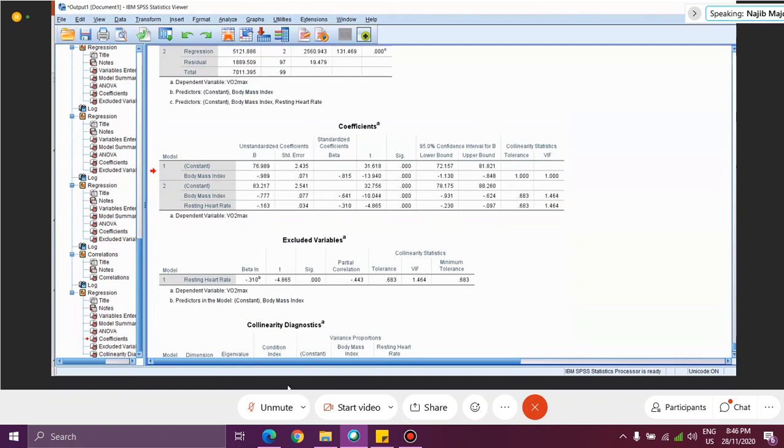Okay, the cutoff point is the tolerance needs to be more than 0.1, and the VIF needs to be less than 10. Okay, VIF can be calculated from the tolerance. VIF is just 1 divided by tolerance. So you can look at any one of these two values, either one, right? So normally we just look at the VIF, easier. VIF needs to be less than 10. Okay.